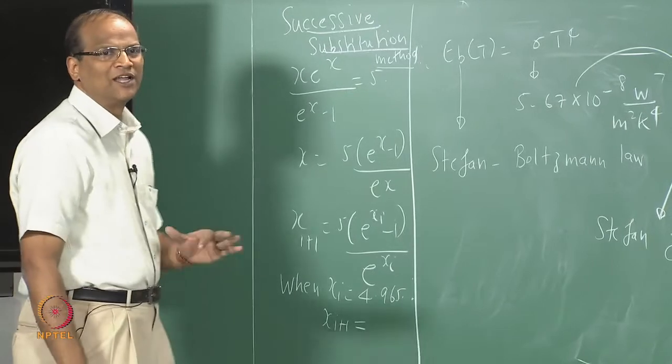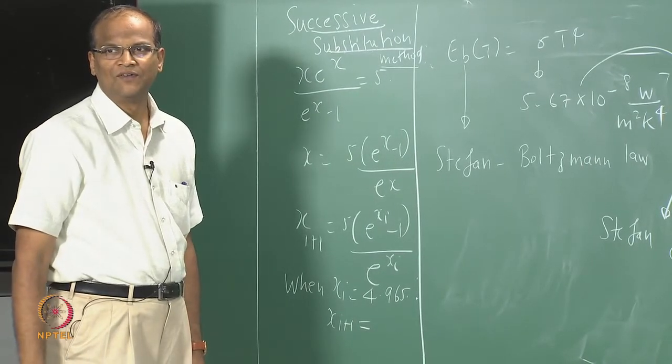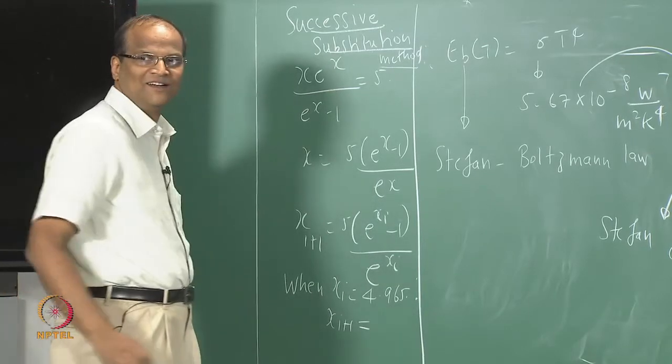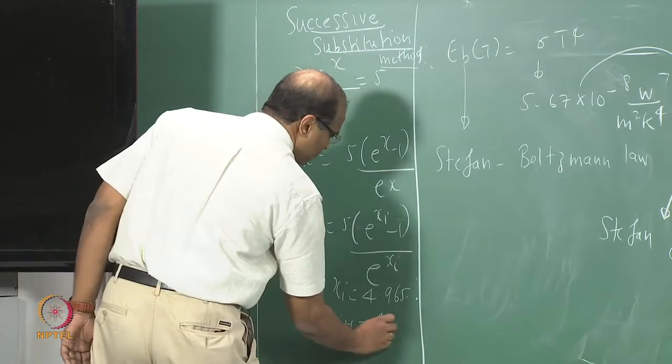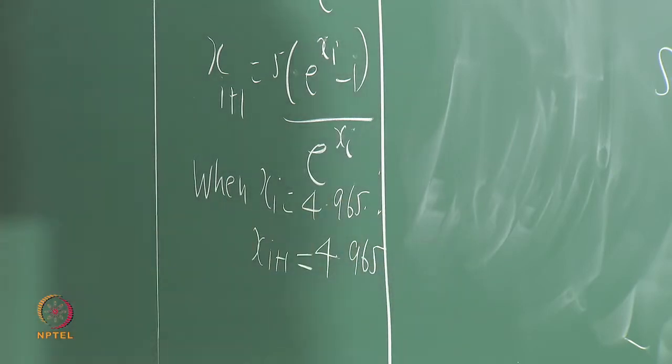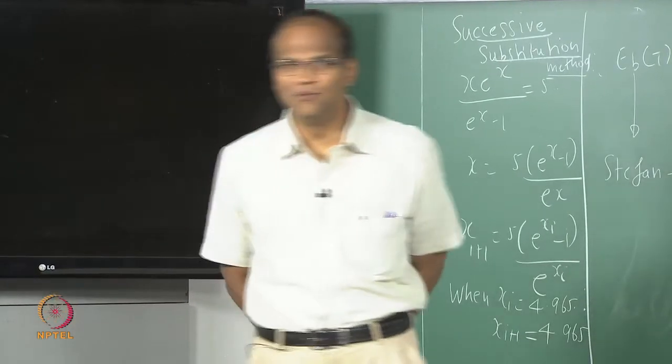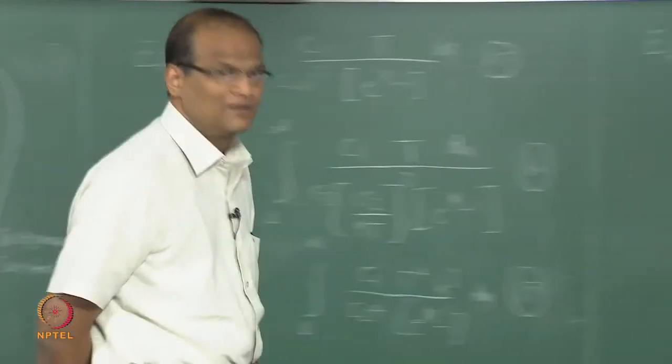When xi is 4.965, okay, 4.965. Very good. So doubting Thomases, put your doubts to rest. 4.965 is indeed the correct answer. All right.